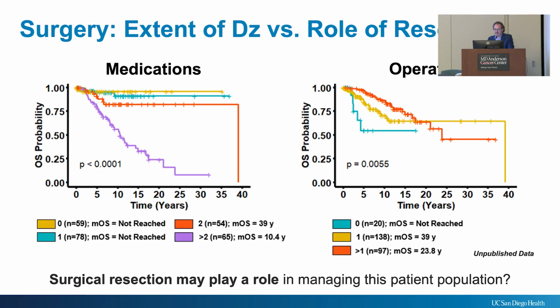If we go back and look at our combined data with the NIH as well as with LifeRaft data, what you can see here is that as we get beyond no, 1, 2, or now beyond 2 drugs, outcomes start getting worse as you have more and more drugs, which is consistent with the fact that people are failing one drug, then another, then another. But what you can see here on the right side is those patients that had no operations in blue did not fare as well as those patients that had 1 or more operations, as you can see there in yellow or red, suggesting that there may be a role for managing these patients with surgical resection.